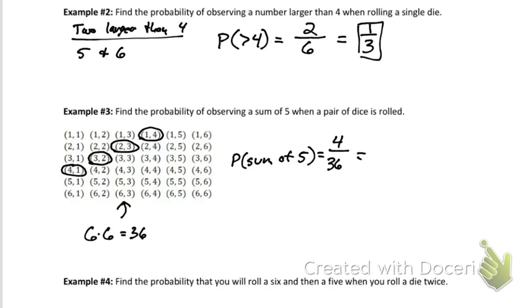We would go ahead and simplify it. 4 over 36 is 2 over 18 or 1 over 9. Probability of having a sum of 5.